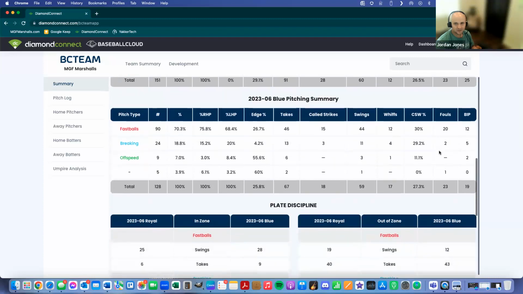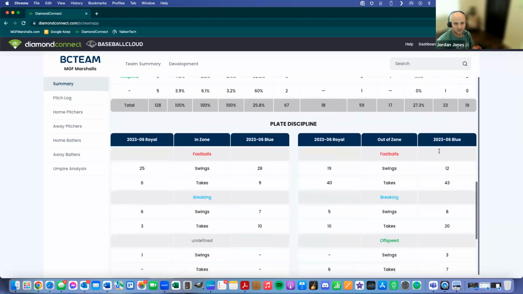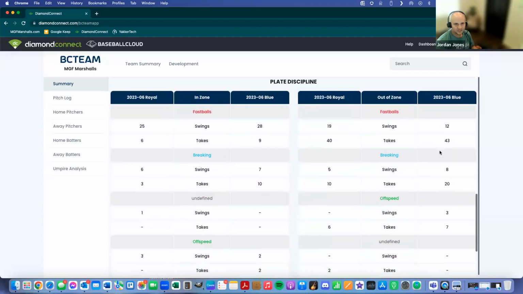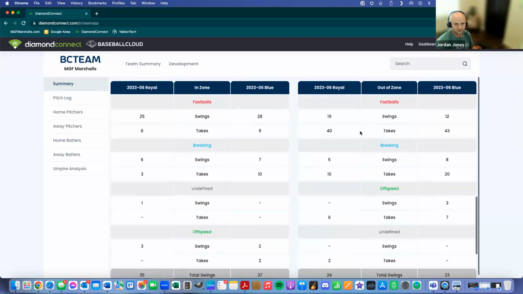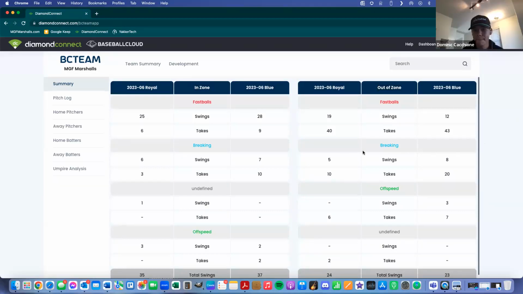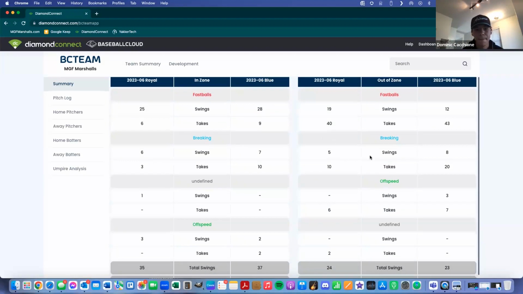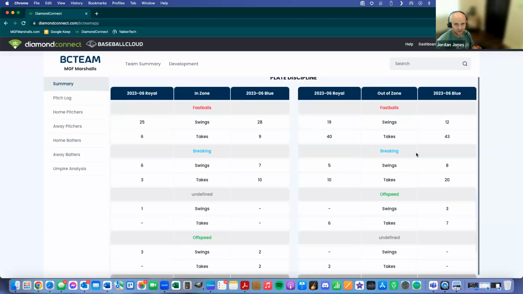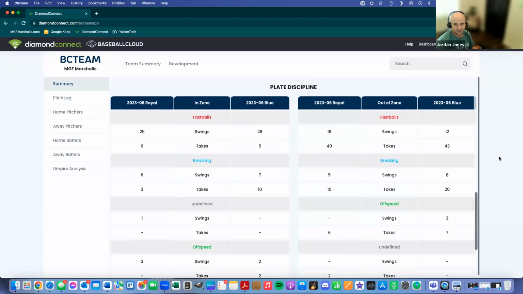So then we get the same thing for the other team. Plate discipline. This is pretty straightforward to me. You've got your in zone, pitches thrown in the strike zone, and then pitches thrown out of the strike zone, and swings and takes. So this is kind of helping.